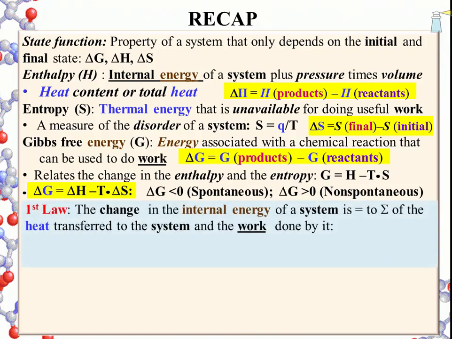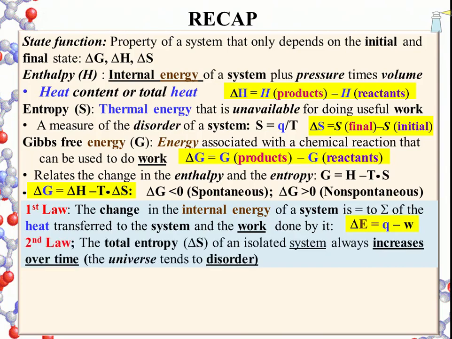We also covered two laws of thermodynamics. The first law says that the change in the internal energy of a system is equal to the sum of the heat transferred to the system and the work done by the system. The equation is delta E equals heat minus work. The second law deals with entropy. The total entropy, delta S, of an isolated system always increases over time. In other words, the universe tends to disorder.